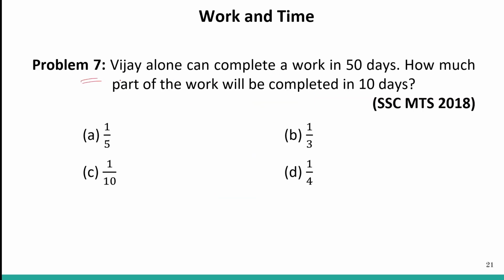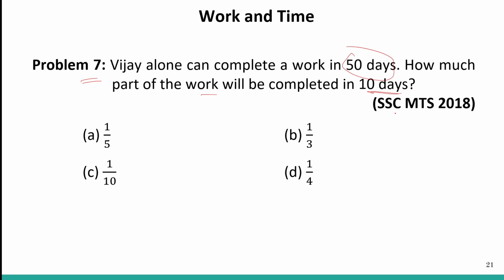So let's see problem number 7. Vijay alone can complete a work in 50 days, right? So he can complete a work in 50 days. How much part of the work will be completed in 10 days? Is it 1 by 5, 1 by 3, 1 by 10, or 1 by 4? Let's see which among these 4 is the correct answer.